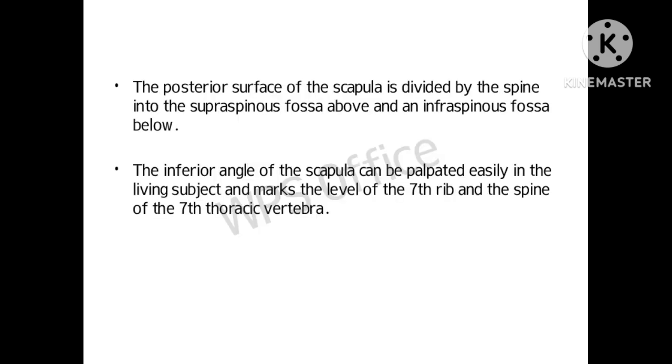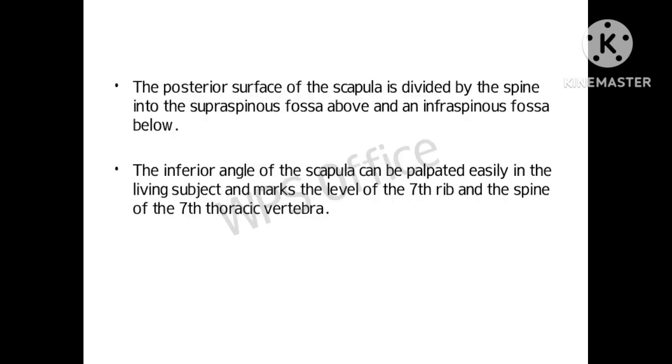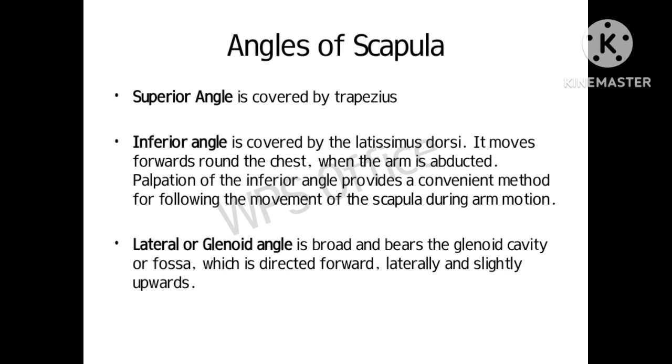below. The inferior angle of the scapula can be palpated easily in the living subject and marks the level of the seventh rib and the spine of the seventh thoracic vertebra. Now let's move on to the angles of scapula.